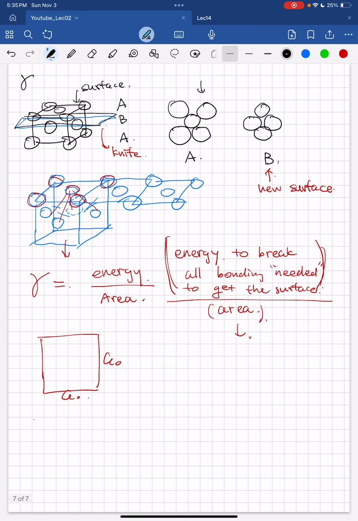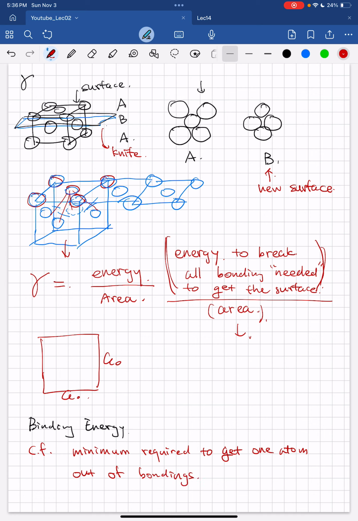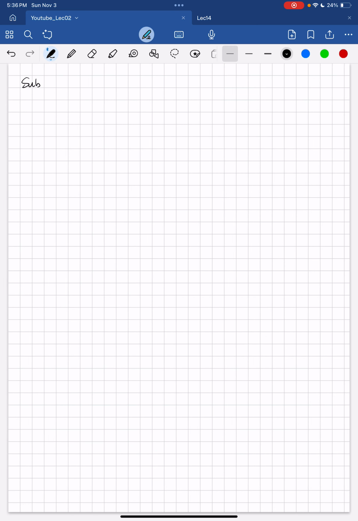Then here comes the binding energy concept. The original definition for binding energy is the minimum energy required to get one atom out of bondings. We will just use this concept. We use epsilon as the symbol. All right? Then what is sublimation energy? We use enthalpy of sublimation like this, which is related to epsilon.